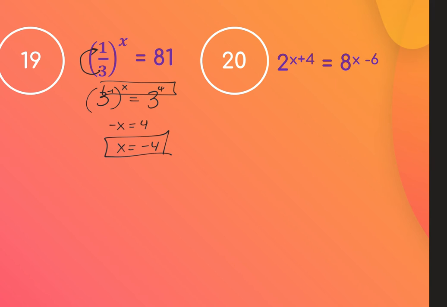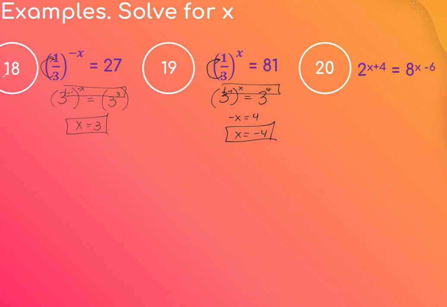Which one are you going to change in 20? Oh, sorry, go ahead. Does that mean that number 18 is supposed to be negative 3? No, because the negative was already in there. Oh. So when we brought the negative in, it canceled it out.